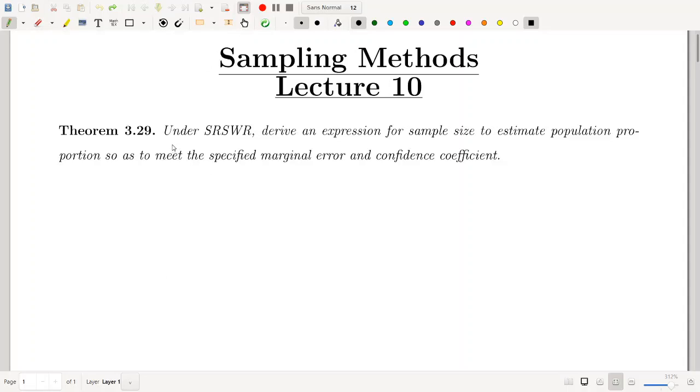In this lecture, we are going to see the next theorem, which is under SRSWR: derive an expression for sample size to estimate population proportion so as to meet the specified marginal error and confidence coefficient. Here we want to find sample size small n, when we want to estimate a population proportion, that is, when we want to estimate capital P.